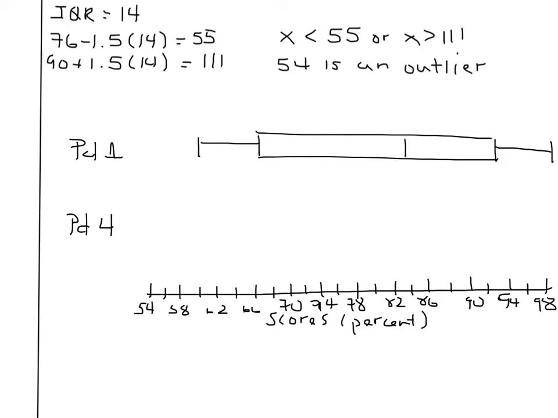All right, moving on to period 4, we know that there's an outlier at 54, so I'm putting an asterisk right there. Our new minimum is going to be the next smallest data point, which is 63. We saw that the Q1 was 76, median is 85, Q3 is 90, maximum is 95. And that is a side-by-side box plot.